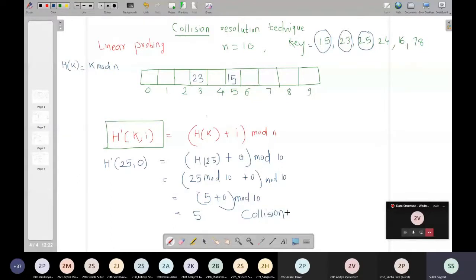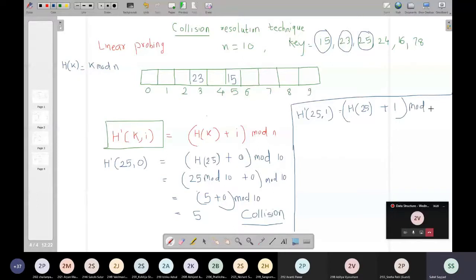h dash of 25, 1, because there was a collision. What will be h dash of 25, 1? It will be h of 25 plus 1 mod 10. So h of 25 will give you the answer 5. 5 plus 1 mod 10 will now become 6 mod 10, and your answer will be 6.